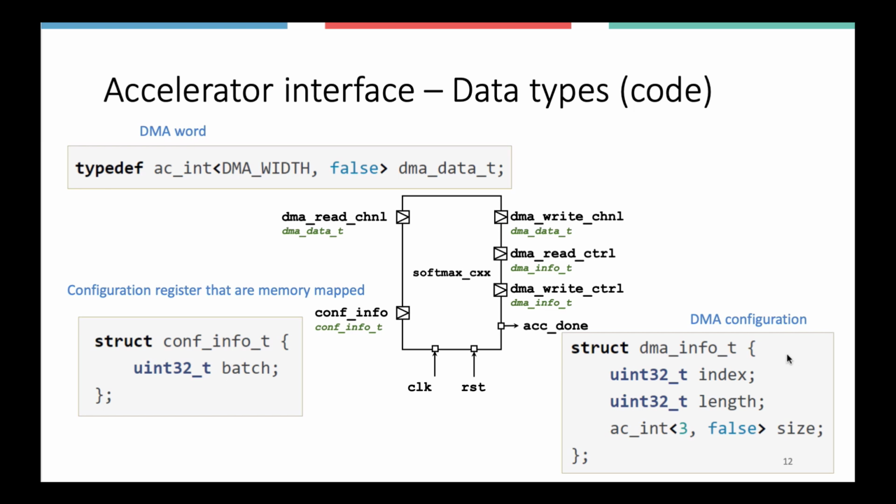This second struct, this second configuration, is common to all of the accelerators, while the first one, the conf info, has to be customized according to the necessity of a designer. Finally, the designer can specify the size of the DMA word with the DMA width macro. This can be 8, 16, 32, etc., and that will impact the overall system.